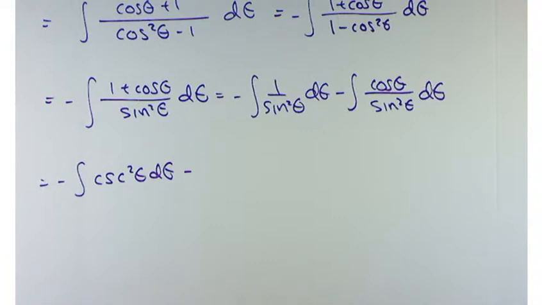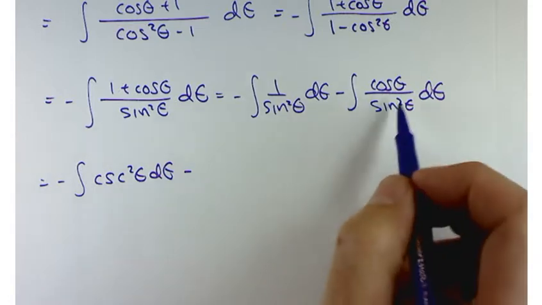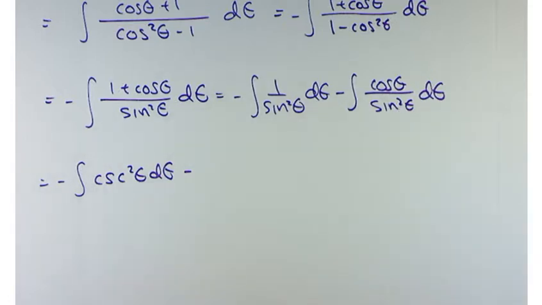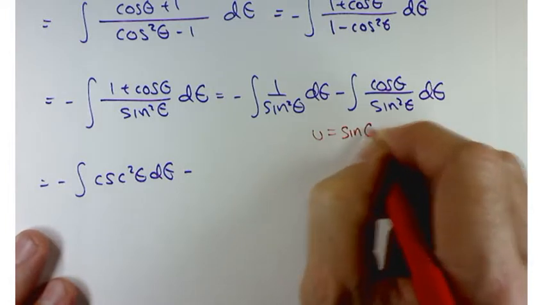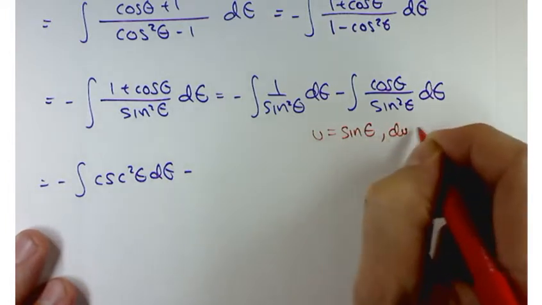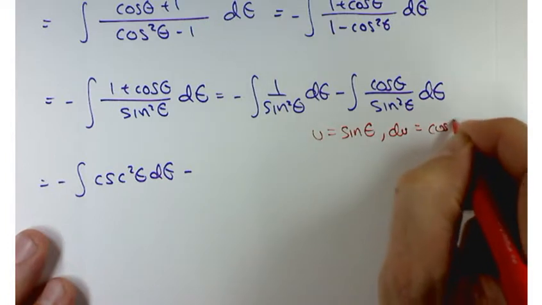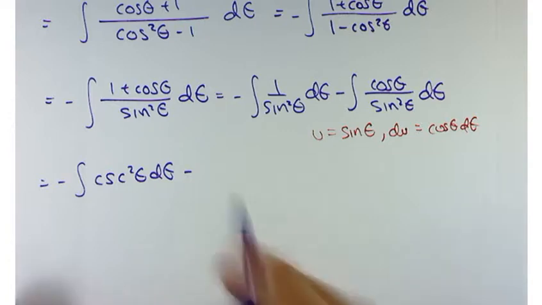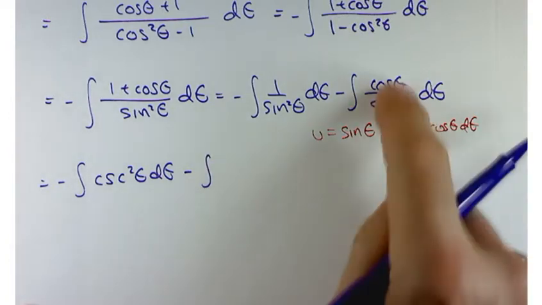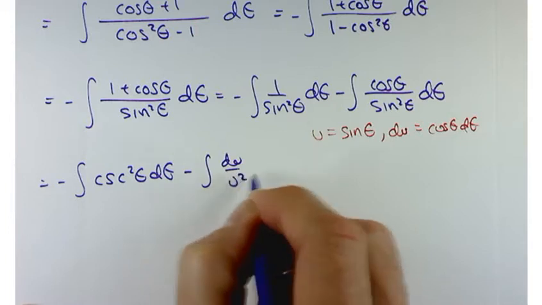U-substitution. So what would we do for u? Just sine. Yeah, just sine. So right here we could let u equal sine of theta, du equals cosine of theta d theta. And that's perfect because that's exactly what we have. So it's going to be minus du over u squared.